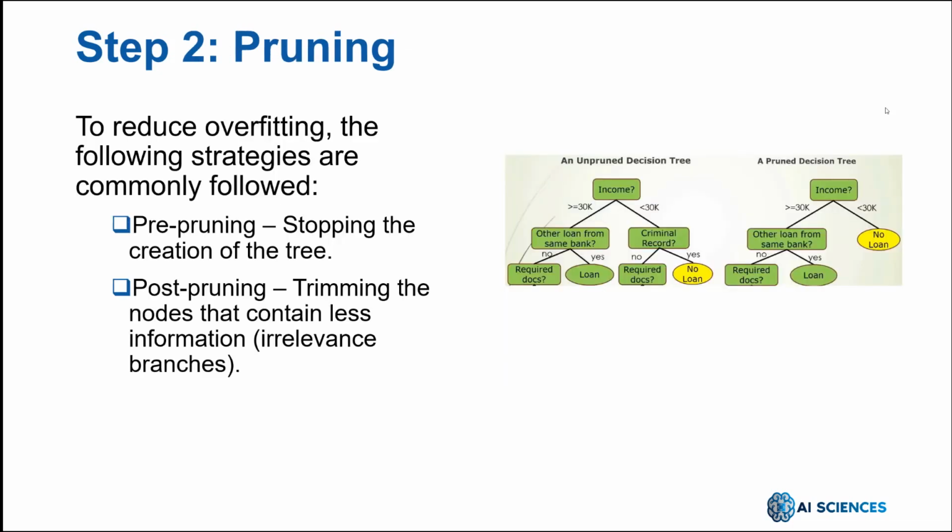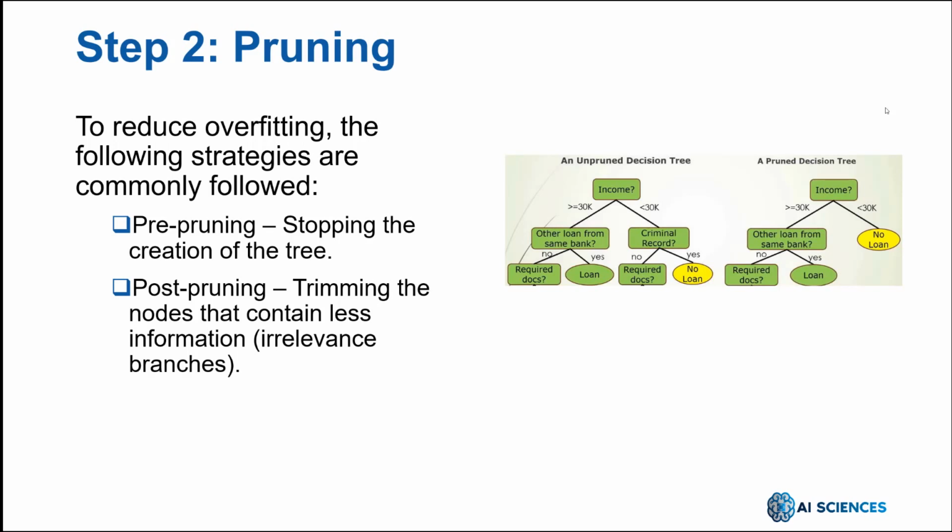The second one is pruning, or shortening of branches of the tree. Decision trees are prone to overfitting if the parameters are set to favor all pure leaf nodes, which means that all data points in the training dataset are correctly classified. So to reduce overfitting, the following strategies are commonly followed.